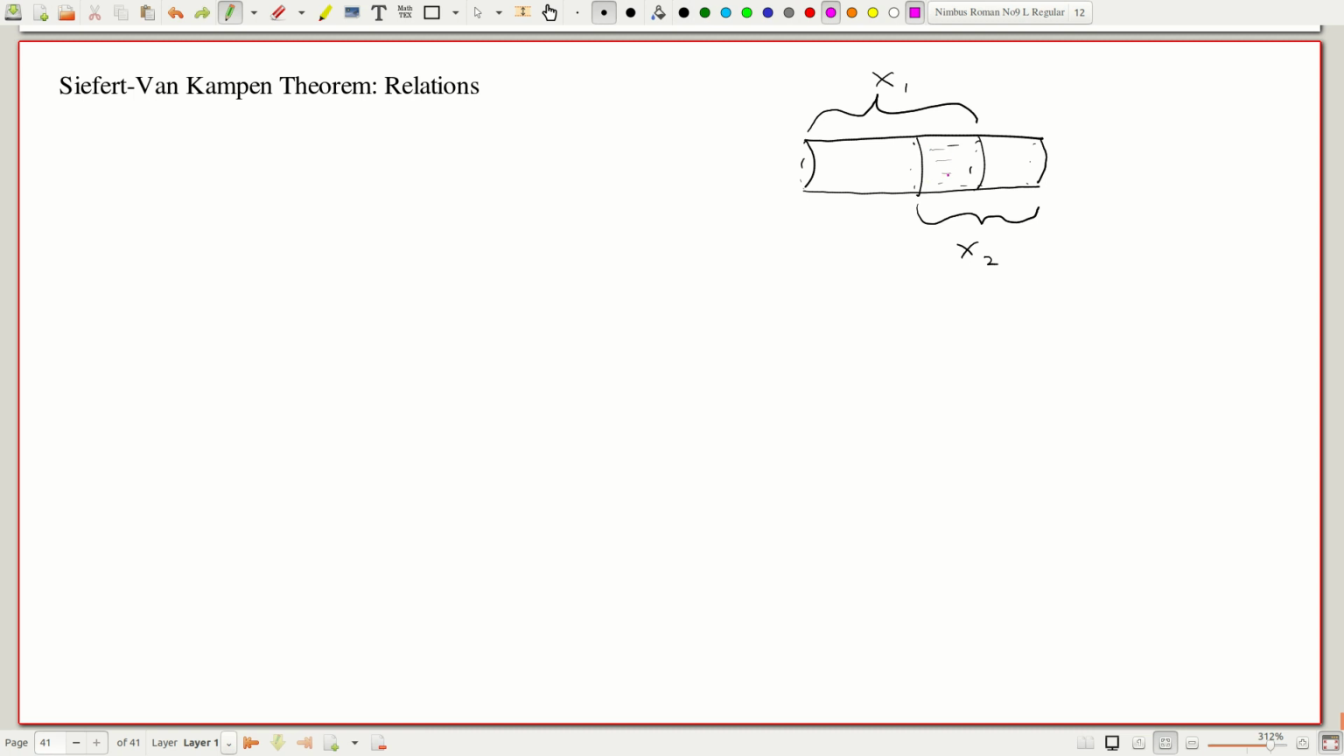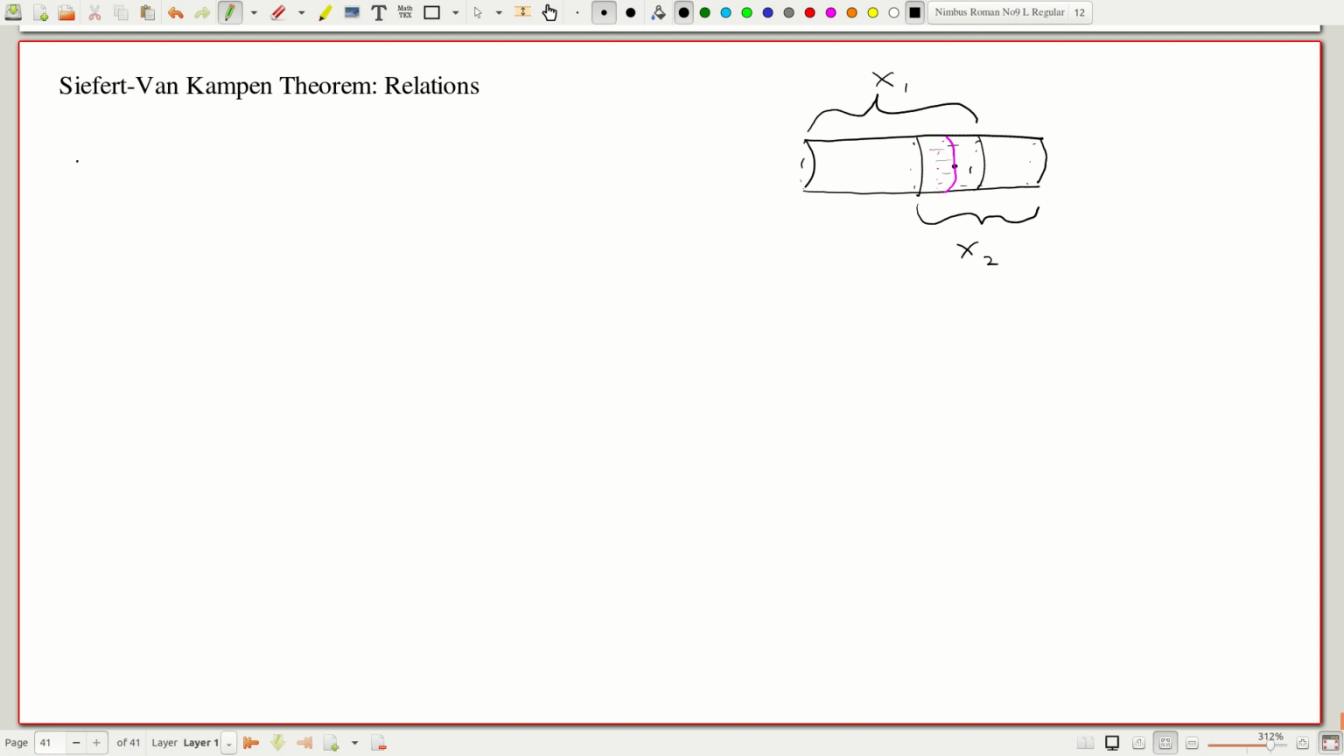perhaps I should draw it more accurately. We have, maybe this was the base point, which has to be in the intersection. The loop goes around here, comes around this way and comes back here. This is a loop in both X1 and X2, and it's the same loop. So you can think of it in the fundamental group of X1 and then to X, and in the fundamental group of X2 and then to X, and you get the same result. So now the Seifert–van Kampen theorem tells you this is all.